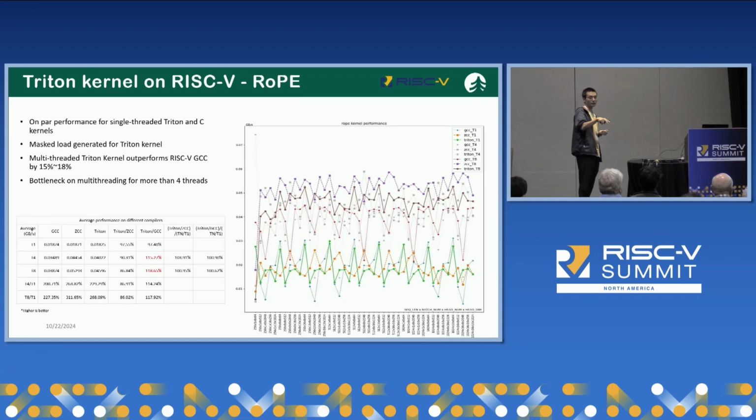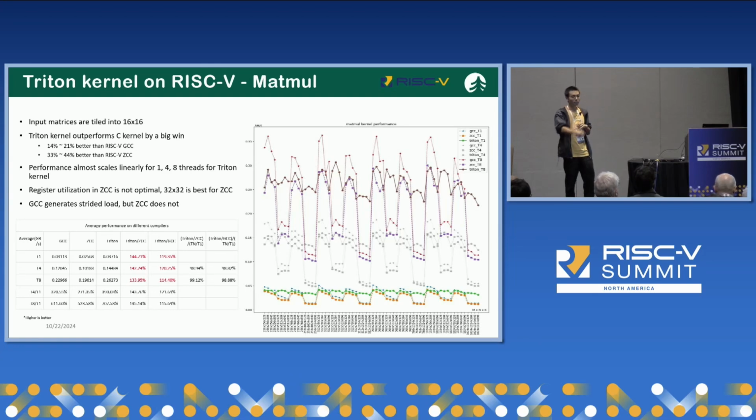We can see from the table and from the chart that Triton has similar performance to the C kernels. But because the Triton compiler generates fixed vector length, with masked operations generated from the Triton kernel, not variable vector length, the multi-threaded Triton kernel outperforms RISC-V GCC by roughly 15 to 18%. That's the highlighted red number in the table. And we have seen a multi-threading bottleneck for more than 4 threads. I think this is due to the memory bandwidth of that platform.